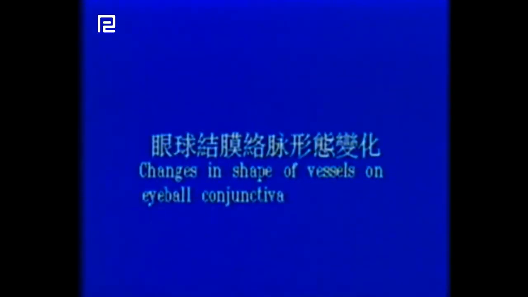Some common changes of the shape of the vessels of the bulbar conjunctiva and their corresponding indications. Number one, thick vessels with large roots. The vessels on the border of the white of the eye appear thick and large and become thinner as they go on. This kind of vessel often indicates a chronic and persistent ailment.